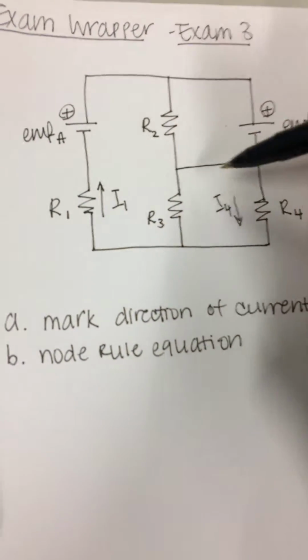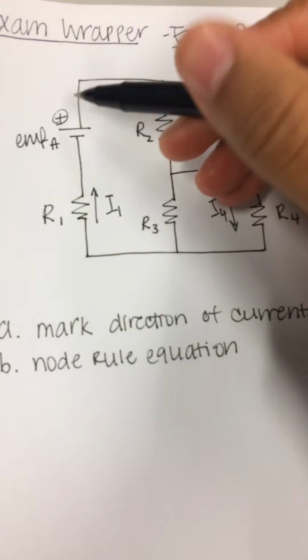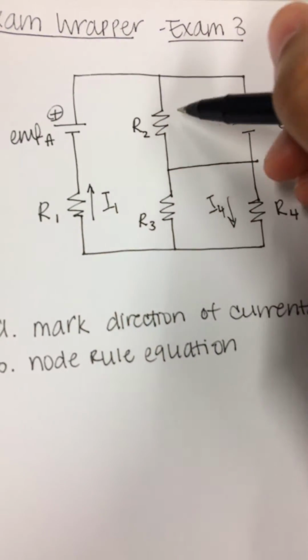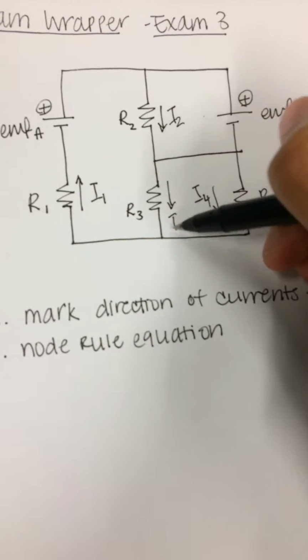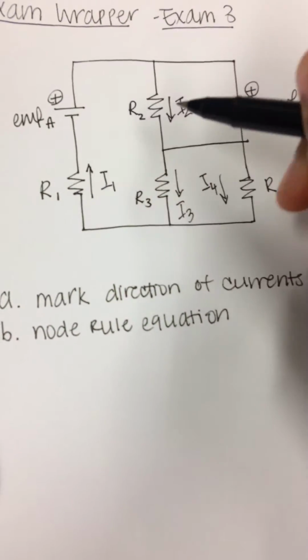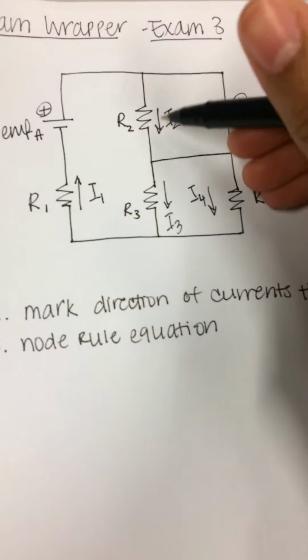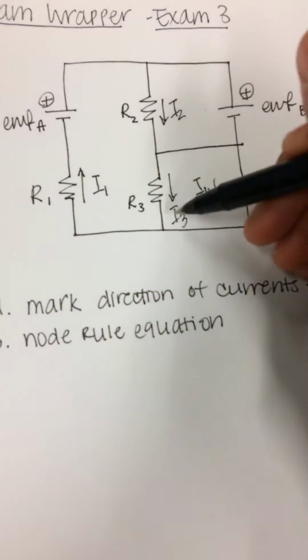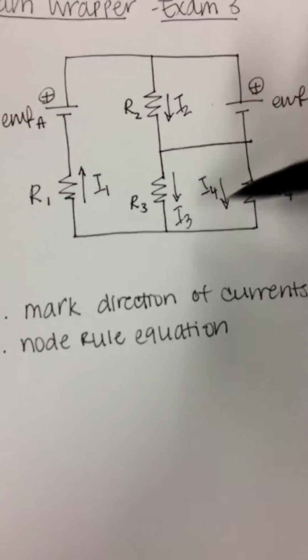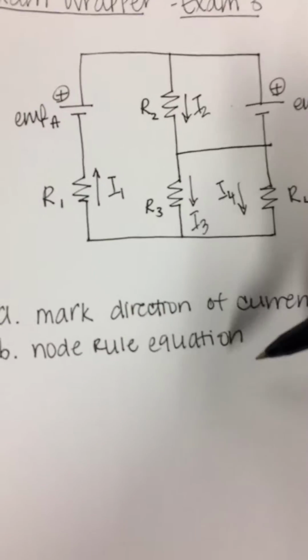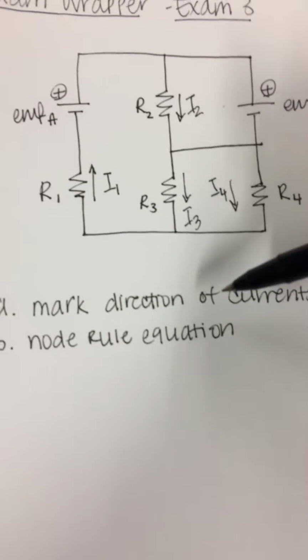So you have I1 right here. And then I guess if you start from the positive, you're going down this way. I2 right here. I3 right here, still going towards the EMF A. And then over here, you can see that I2 splits into I4 and I3 and connects back to go into I1. But it doesn't really matter how you draw these arrows as long as you're able to justify it in the later parts of the problem.